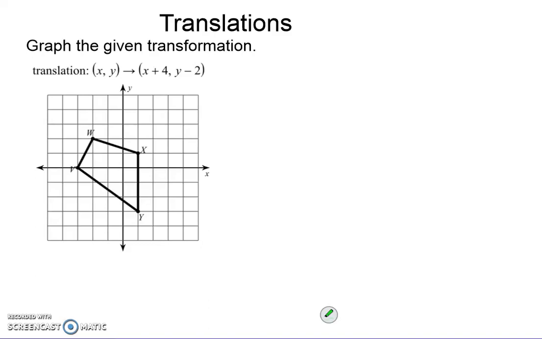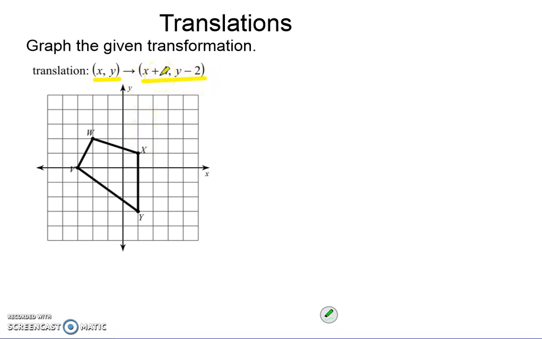In this video, I'm going to review how to graph and how to write rules for translations and reflections. So we're going to start with translations. This first example, they want you to graph the given transformation. And if we look at our directions, this just tells you every point that you start with, you're going to move it this direction.